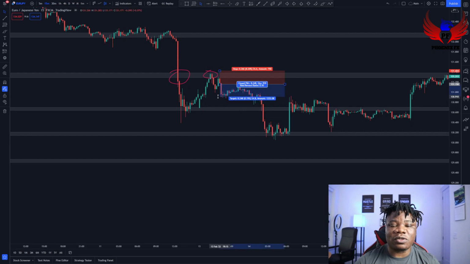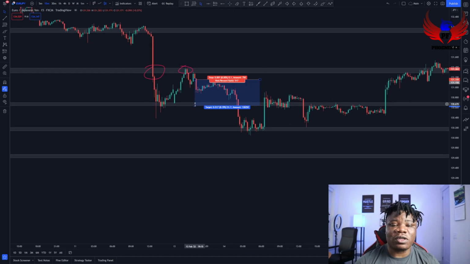You target your 20 pips. 20 pips was smashed here. Now you move your stops to break even. You have your TP here. TP got smashed. You're looking at 50 pips here, and guess what?